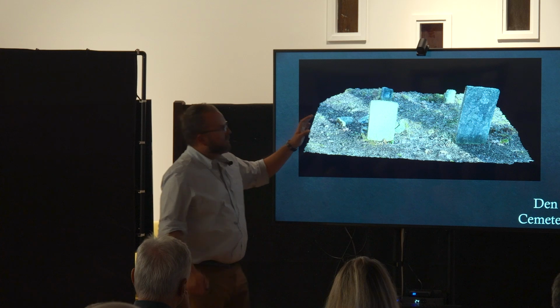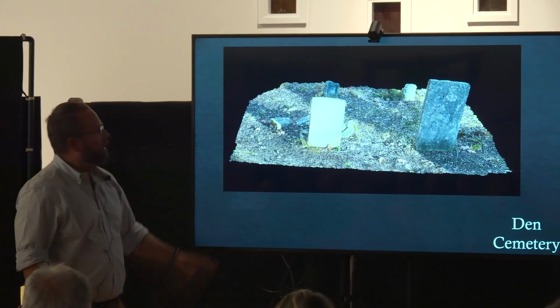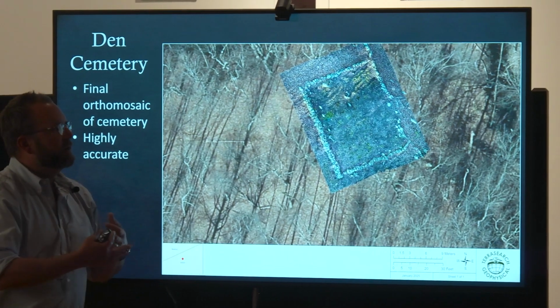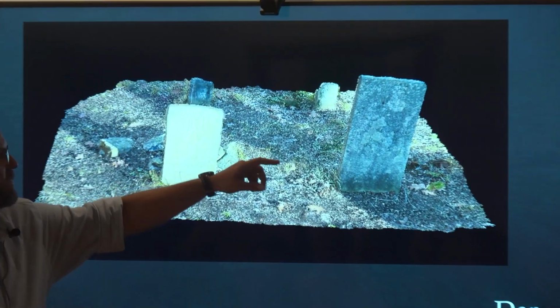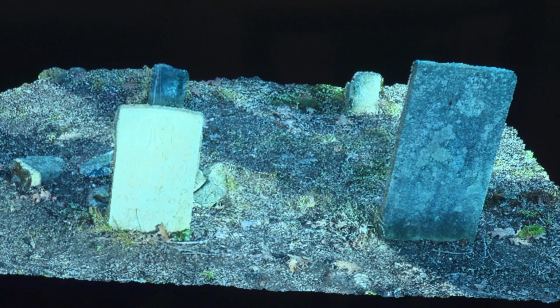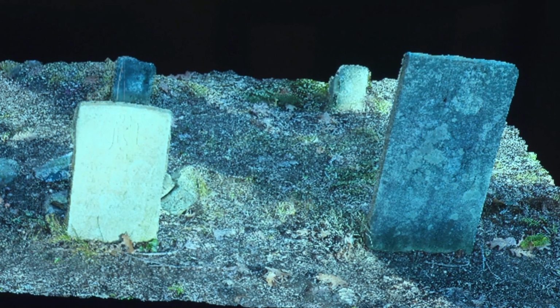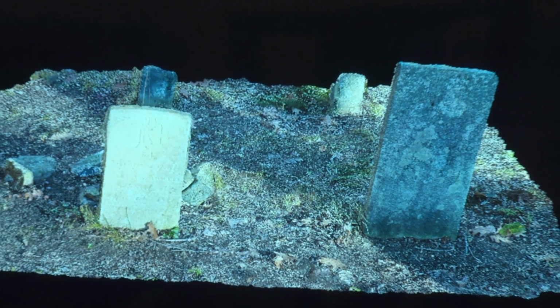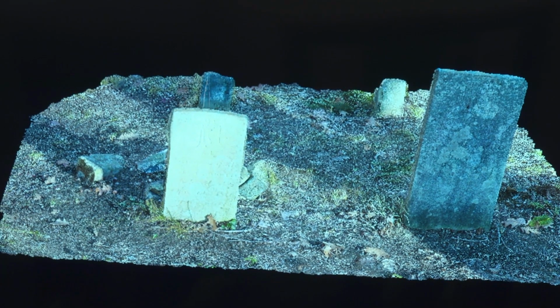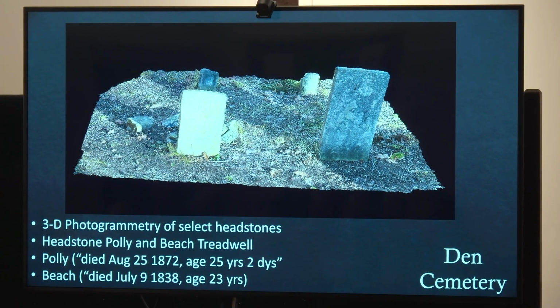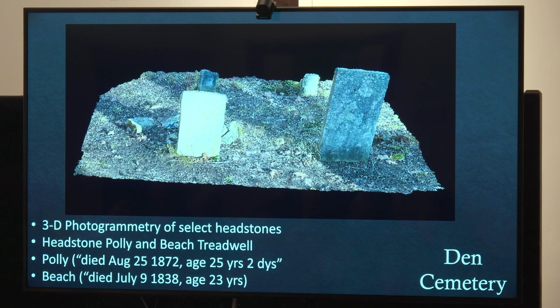We also did photogrammetry of headstones too. It was hard with the ones that were here on the wall because I couldn't really get back to get the subject in the photo, but the Treadwell headstones here, which have 2 field stones behind them, presented a really excellent opportunity for this. So this is a digital record of what these headstones look like. The one rock cluster is behind this headstone here. So Polly and Beach Treadwell. Polly, this is the inscription, died August 25th, 1872, aged 25 years, 2 days. And Beach died July 9th, 1838, aged 23 years.